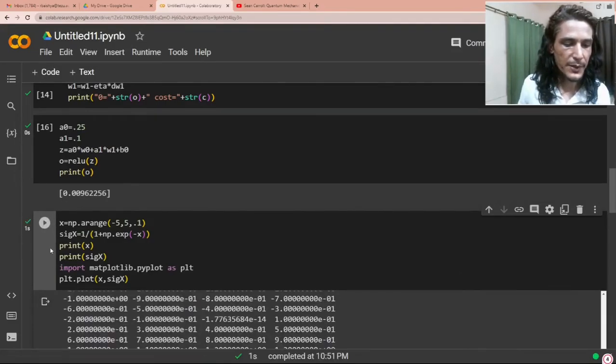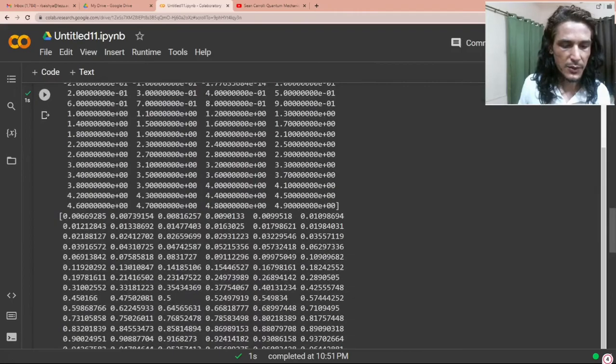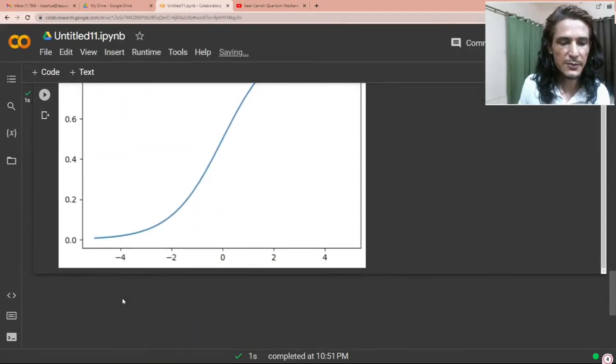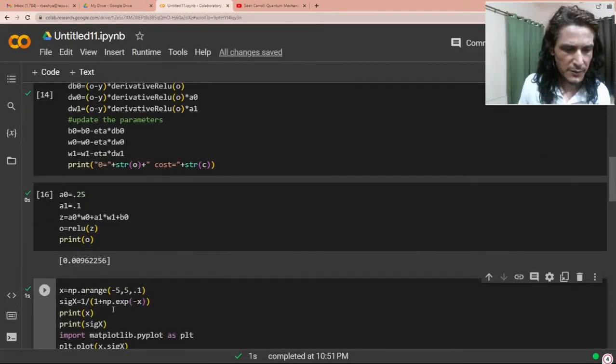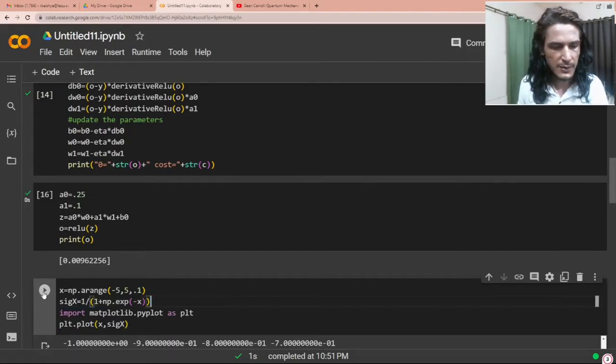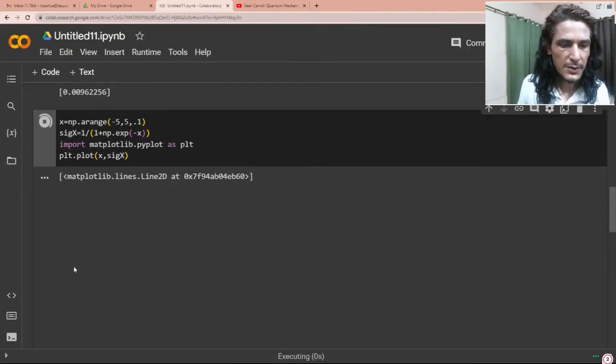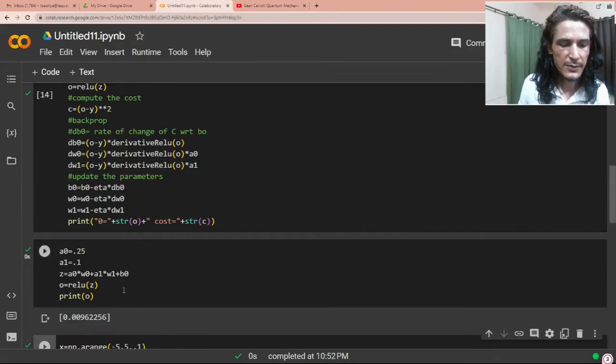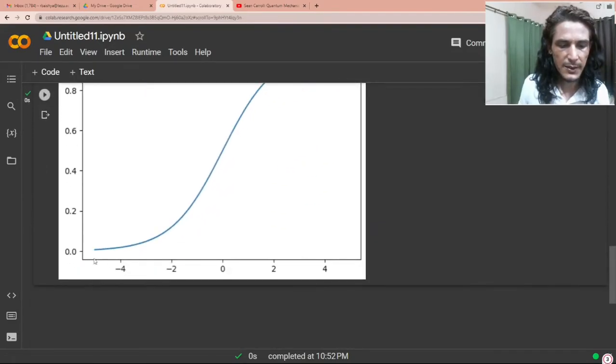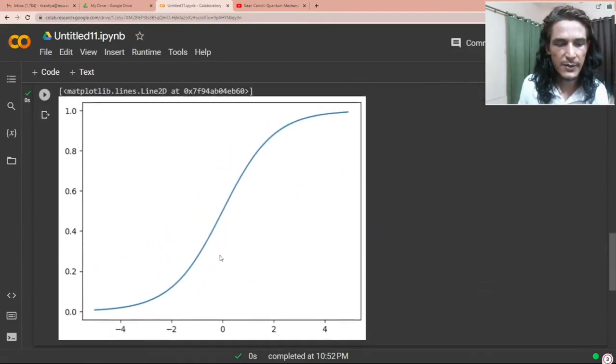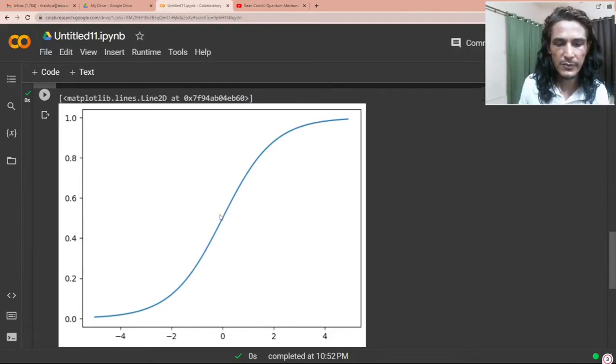I don't want to print them anymore. Let's see whether the curve has come or not. So this is a sigmoid function, but I want to get rid of the printing value there. I just want to run it one more time, and you can see that this sigmoid curve has come. This sigmoid curve has come from -5 to +5. You can see 0.5 is the value at 0, and that's a sigmoid curve.